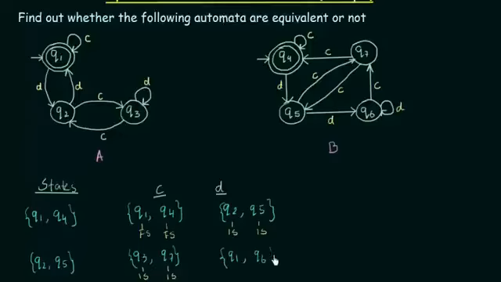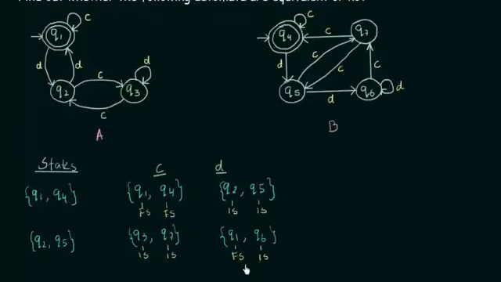Let us check what kind of pair this is. We see that Q1 is a final state, whereas Q6 is an intermediate state. So in this pair we get one state that is a final state and the other an intermediate state. Whenever you get this kind of condition, where one is a final state and the other is an intermediate state, it shows that the two given automata cannot be equivalent. So this condition shows that automaton A and automaton B are not equivalent.